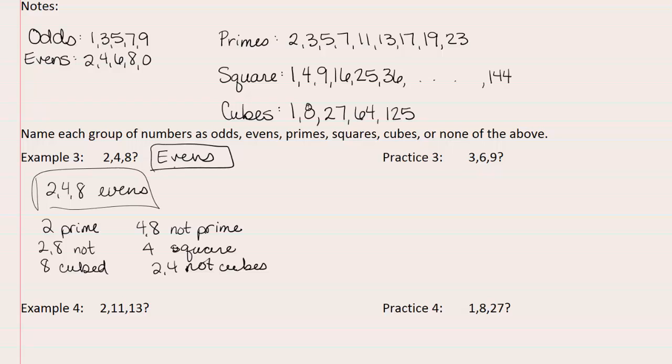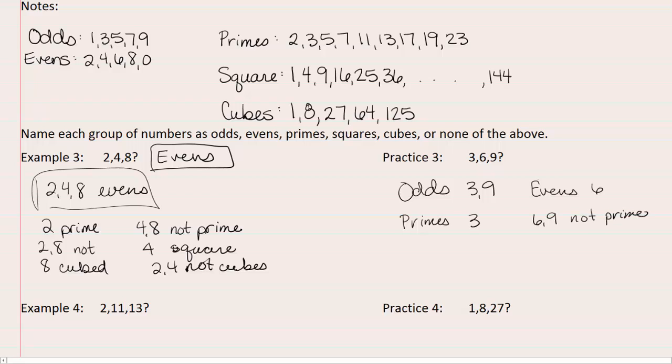Now I'd like you to pause the video and try practice 3 on your own. Okay, in practice 3, odds. 3 and 9 are both odd. Evens. 6 is an even number. Primes. 3 is prime, but 6 and 9 are not prime.